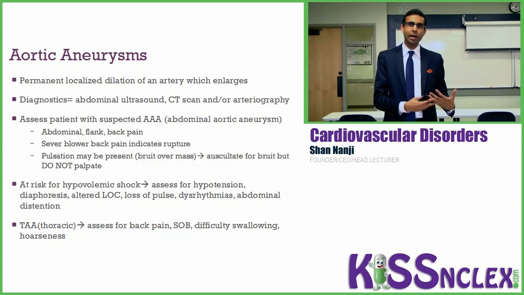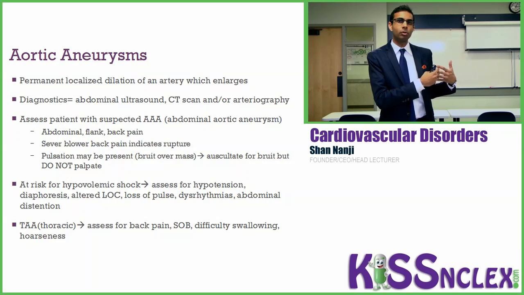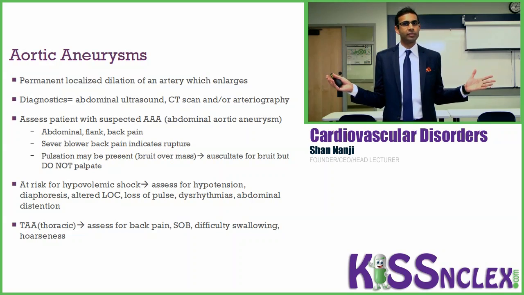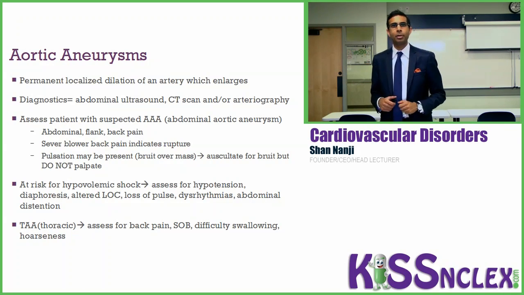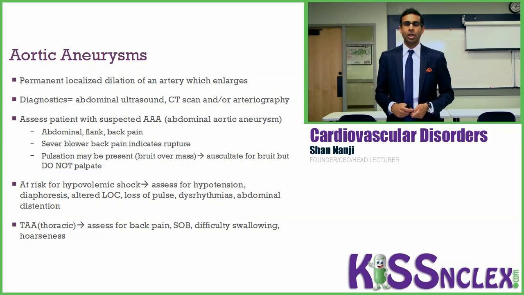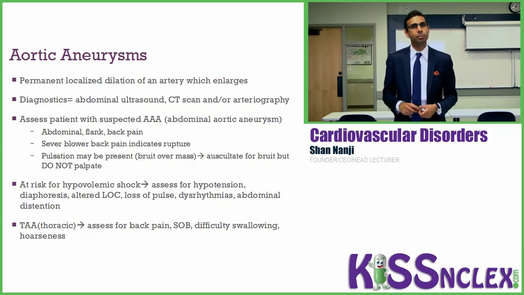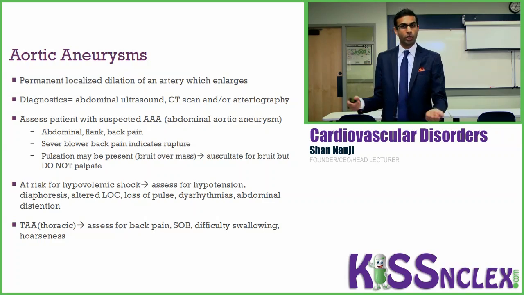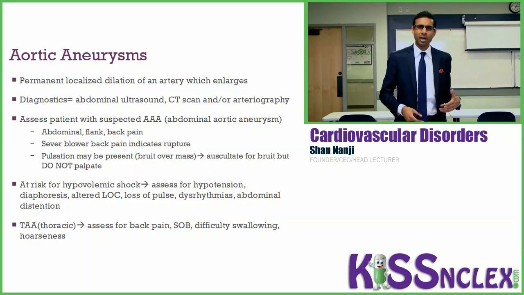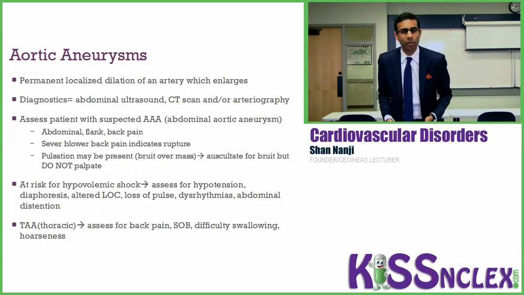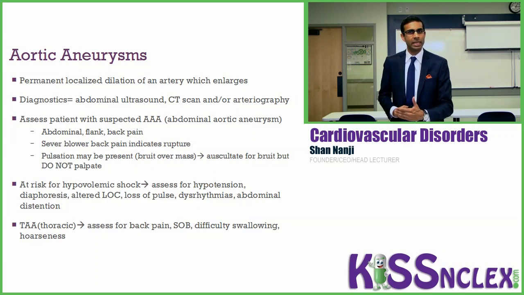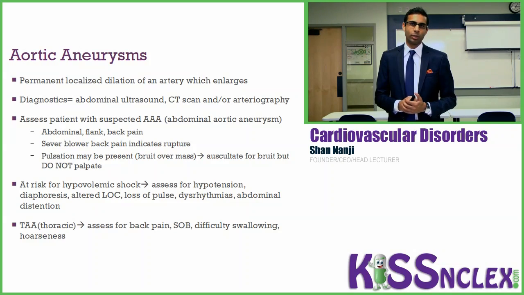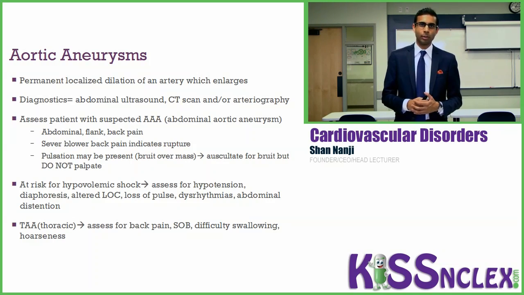Now, because these people may lose a lot of volume if the aorta ruptures, they're at risk for hypovolemic shock, okay? So assess them for hypotension, diaphoresis, altered level of consciousness due to impaired blood flow, as well as a loss of pulse, as we mentioned in previous slides. Because this lack of blood flow is going to have an effect on the heart, you're also going to need to monitor them for dysrhythmias. And abdominal distension is key to see if that abdominal aortic aneurysm is rupturing or has ruptured.